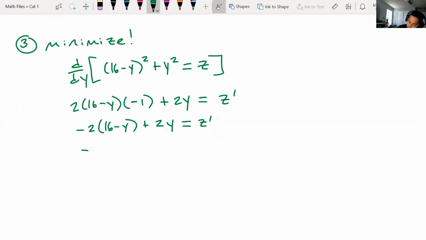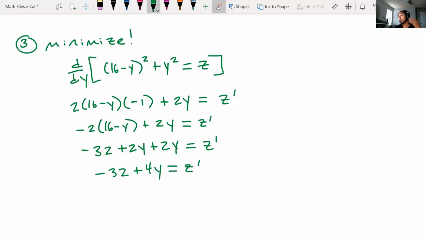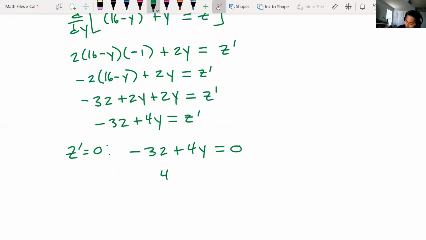Go ahead and distribute that to -32 plus 2y plus 2y equal to z prime. And you get -32 plus 4y equals z prime. Now, after it's all nice and cleaned up, set it equal to 0 and solve for y. You can move that 32 over, divide by 4, and y equals 8.